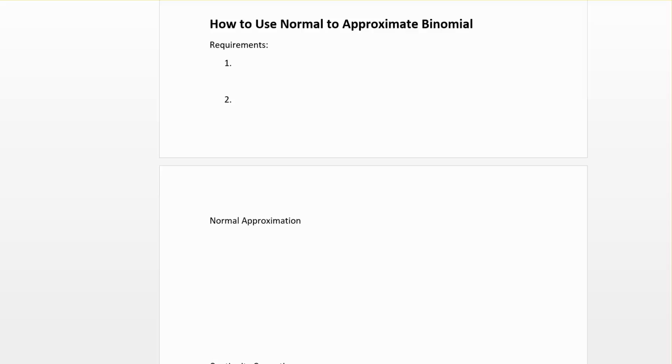All right, let's talk about the how-to now. How are we going to use normal to approximate a binomial? There's two requirements that we have to look for in order to do this. The first is that the sample is a simple random sample. So the sample has to be a simple random sample, and it has to have some sample size of n, in which the population, we know the proportion of success, which then we would know the proportion of failure. It has to be n independent trials. So basically it has to have the characteristics of a binomial, and it has to come from a simple random sample.